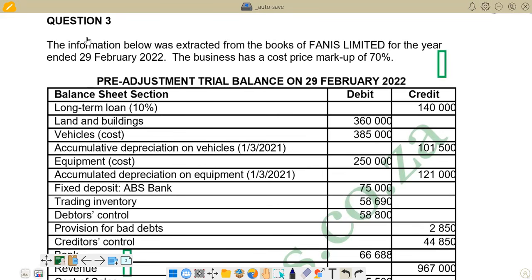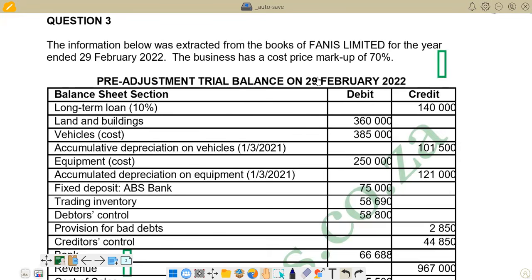At the beginning of the question, it reads, the information below was extracted from the books of Funnies Limited for the year ended 29 February 2022. The business has a cost price markup of 70%. So it is very important to take note of the markup price in terms of the calculations that we are going to make. Then we are given a pre-adjustment trial balance on 29 February 2022.